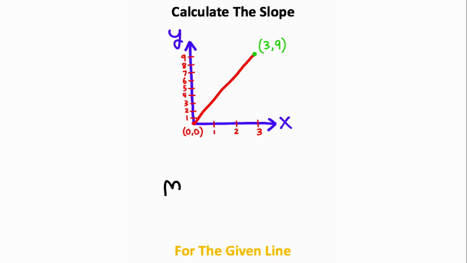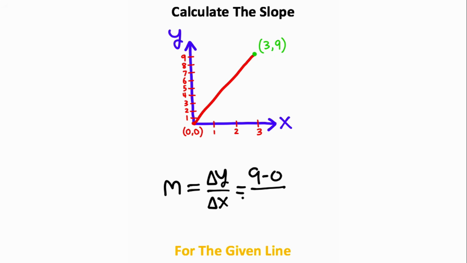So to calculate the slope, which is typically represented by the letter m, it's going to be the change in y divided by the change in x, basically rise over run. So to solve this, what I'm going to do is recognize that we finish at a y position of 9, and we start at a y position of 0. So the change in y is going to be 9 minus 0.